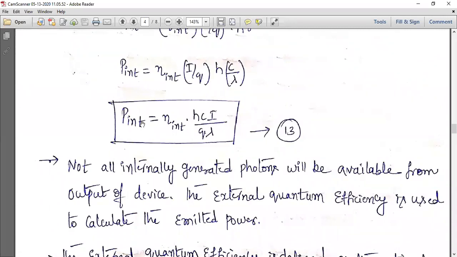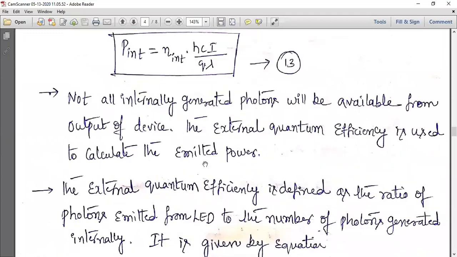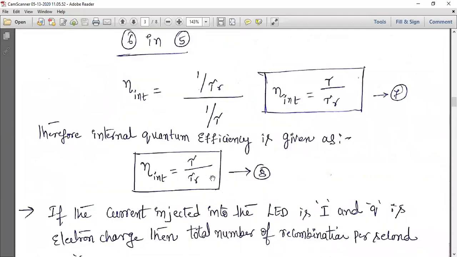It has to come out now, and it has to be seen by the receiver. So how much of this comes out and is visualized? Not all the internally generated photons will be available from the output device. Then the external quantum efficiency is used to calculate the emitted power. This is the internal quantum efficiency: within the LED, this much is the internally generated efficiency, and this is the power.